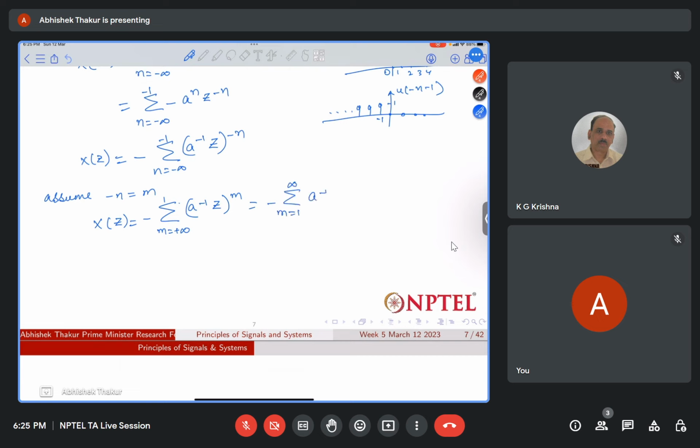Let's suppose this is our circle of magnitude z equal to a, then the ROC for this will be inside. So the Z transform of both a to the power n u[n] and this one is the same, but the only thing is that the ROC in the z plane is different.